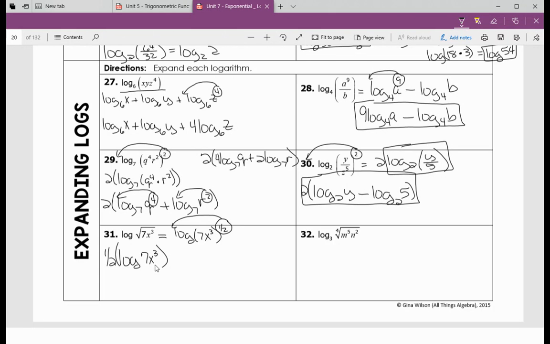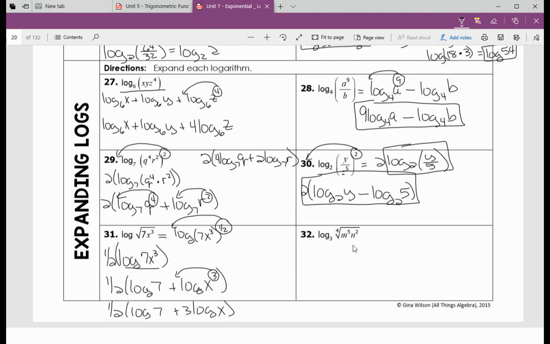Since I'm multiplying 7 and x to the third, I'm going to leave that 1/2 out in front, and I'm going to split this into 2 logarithms, a log base 7 plus a log base x to the third. Now, the absolute last thing we have to do is take that inside power and move it to the front of that particular logarithm. And we are done with that problem.